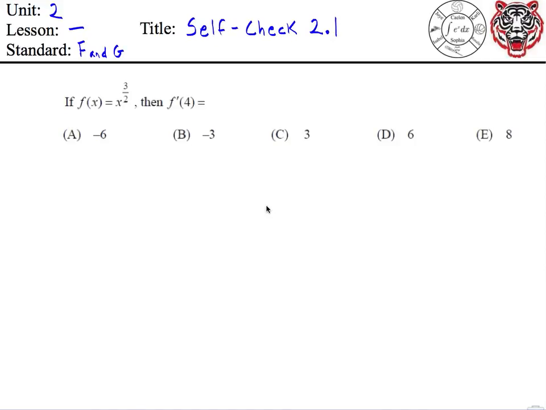All right, this is going to be self-check 2.1 for AP Calculus AB.